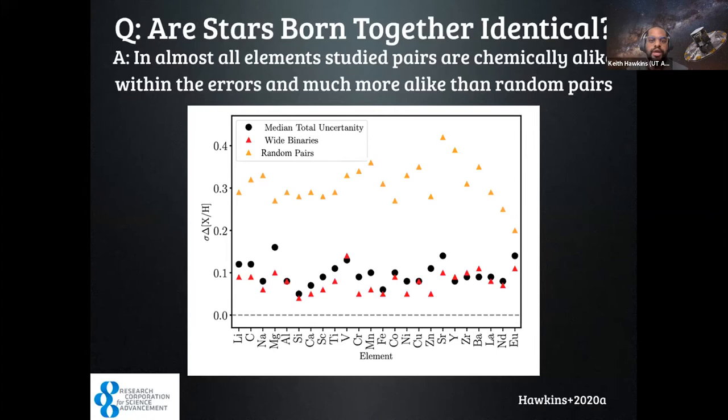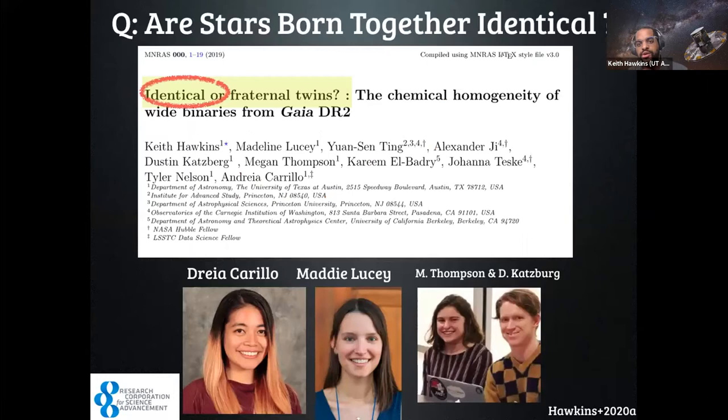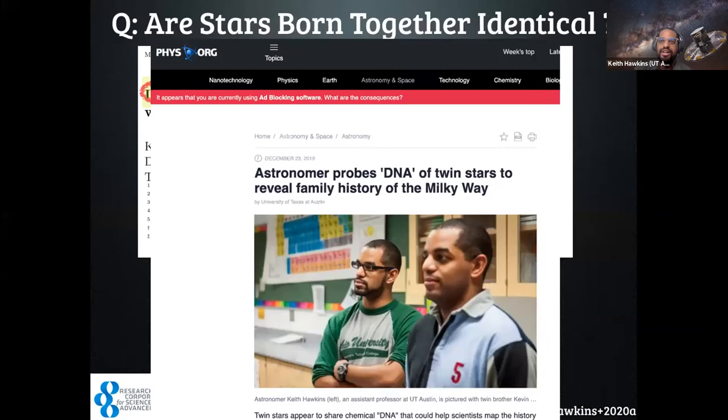So we wrote this paper, "Identical Fraternal Twins: The Chemical Homogeneity of Wide Binaries," and found that in general, at least in about 80% of the cases, these pairs seem to be homogeneous to a pretty high degree. And I'm actually a twin, so this happened to be a nice little press story. This is me and my twin brother.